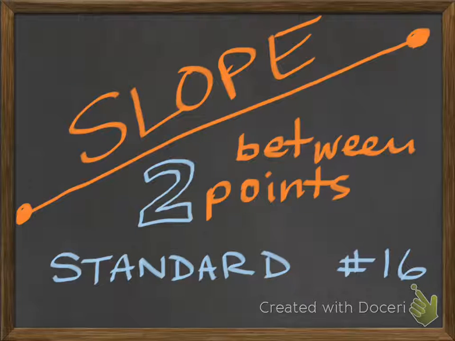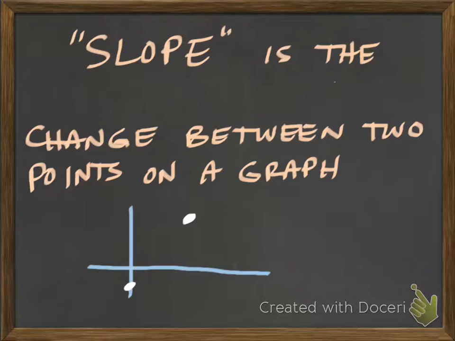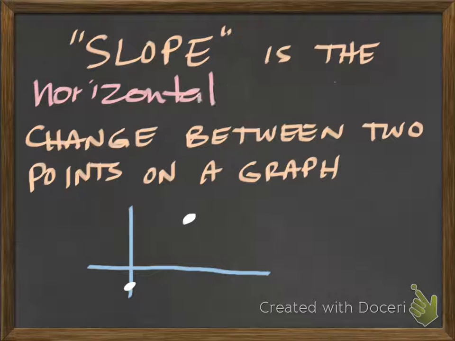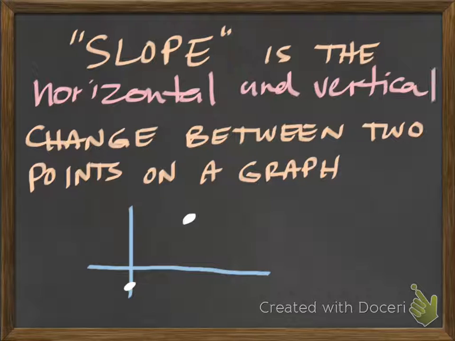This is finding the slope between 2 points, the standard 16 according to your syllabus. Let's define slope first. Slope is the horizontal, or left to right, and vertical, or up and down, change between 2 points on a graph. So we're finding, if I was looking at these two, how much does it change this way? How much does it change that way?